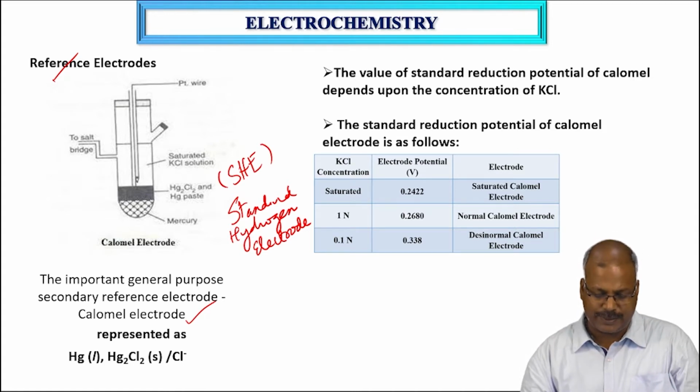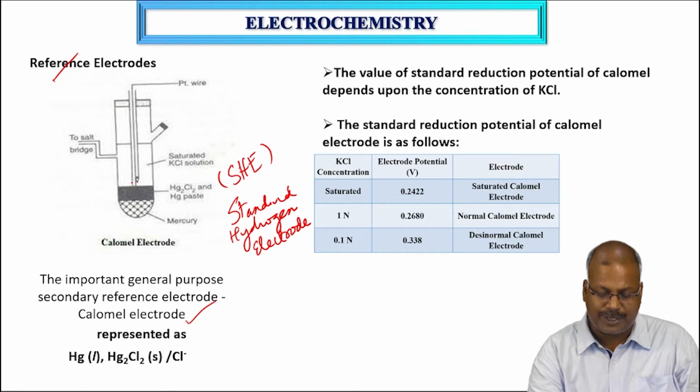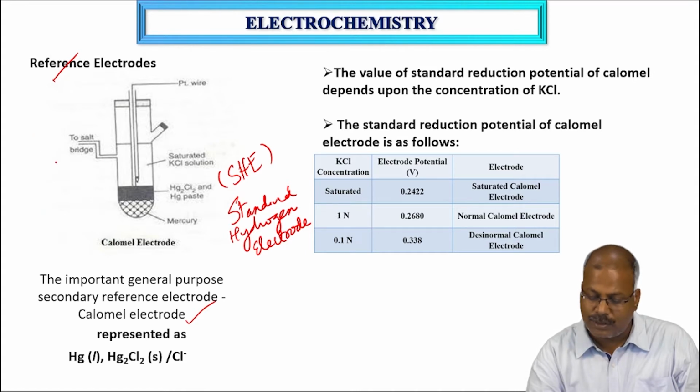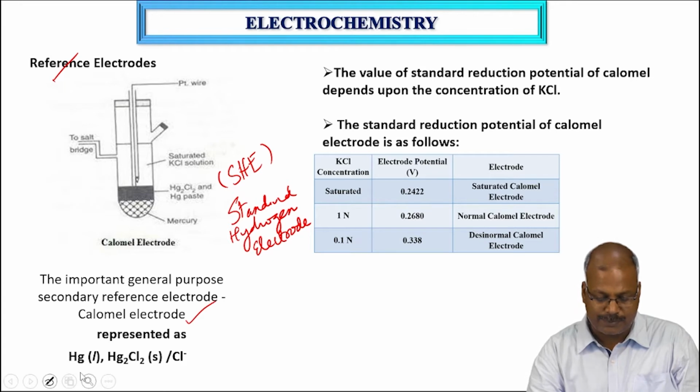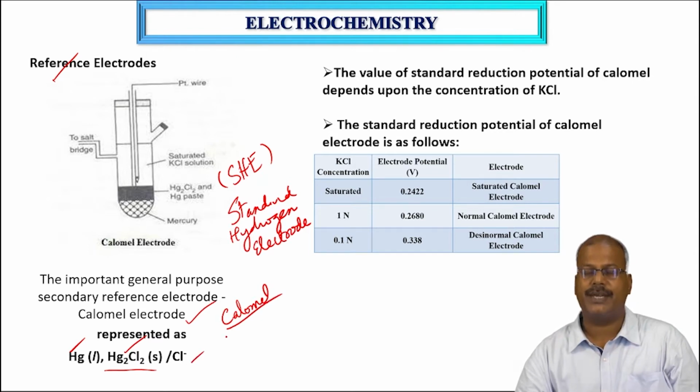So it contains mercury and mercury chloride as Hg paste, then saturated chloride solution and a platinum wire for conductivity purpose, and then it is connected to a salt bridge to the other side of the electrode. This is the construction of the calomel electrode. It is represented as Hg2Cl2, mercury chloride, which is called calomel. That's why it's called calomel electrode, with chloride ions from KCl.